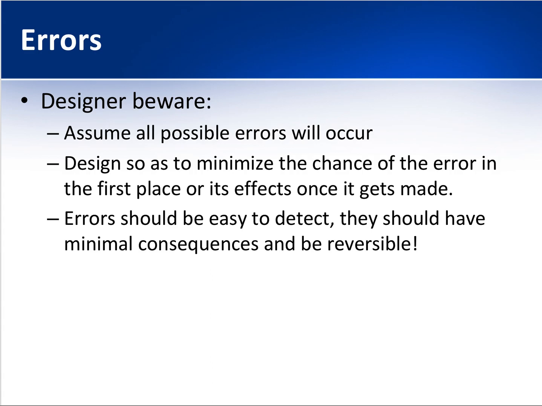Like, for example, think of your own mistakes on your computer. If you make a mistake, you don't want to be like, oops, now I just lost everything I've ever done. You should be able to undo. You should be able to backtrack. So errors will occur. We want to minimize them, but we also want to know that they're going to occur and make it reversible, with consequences that are not so disastrous.